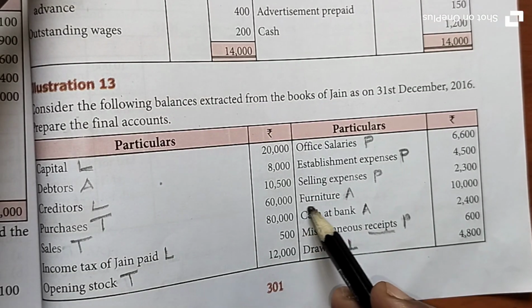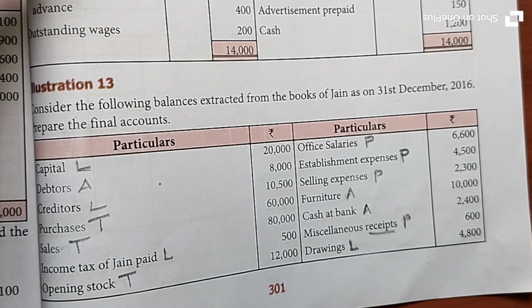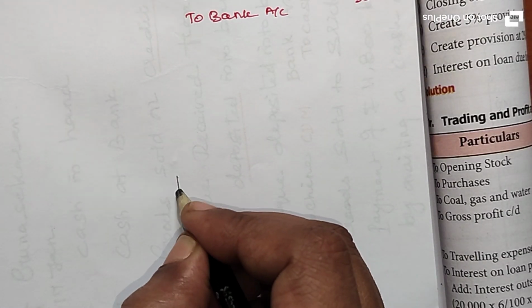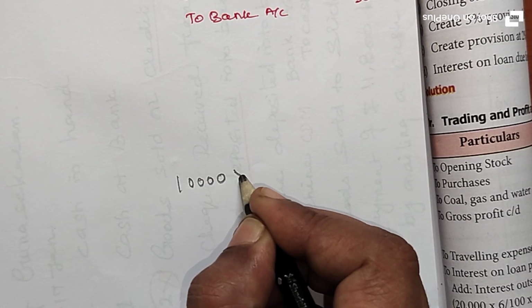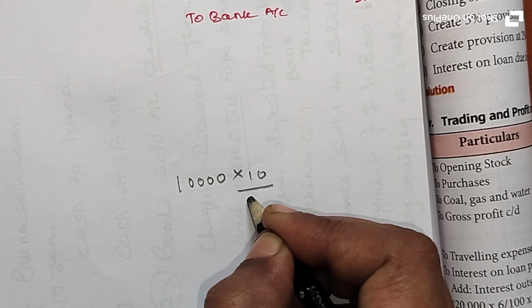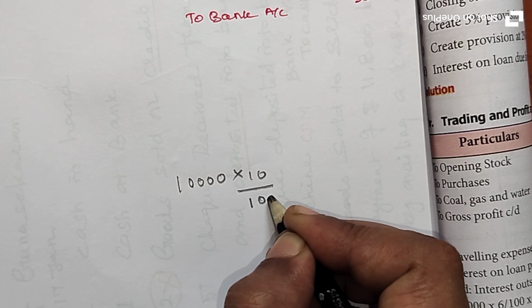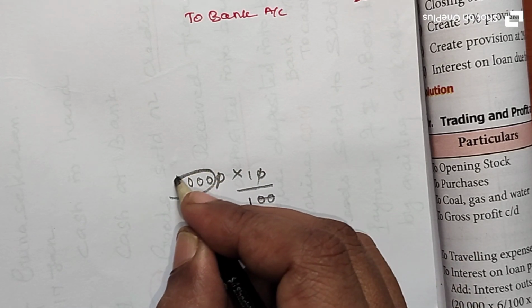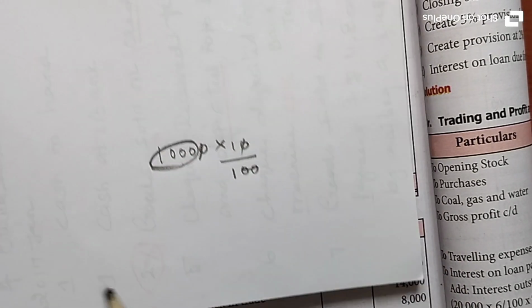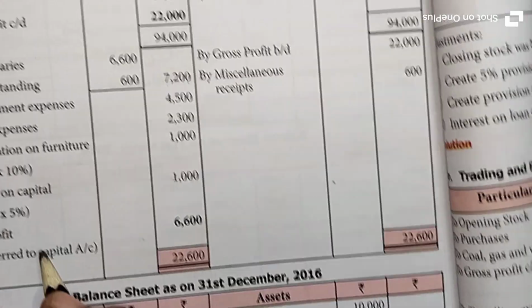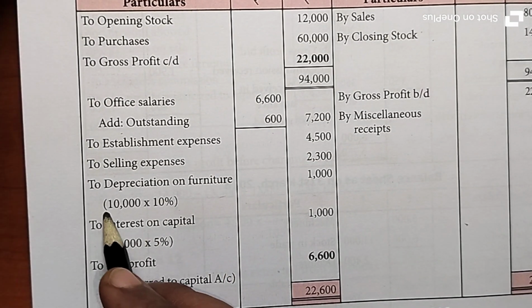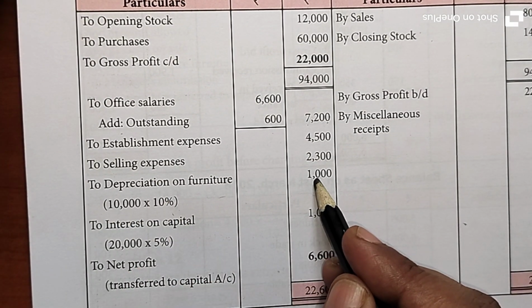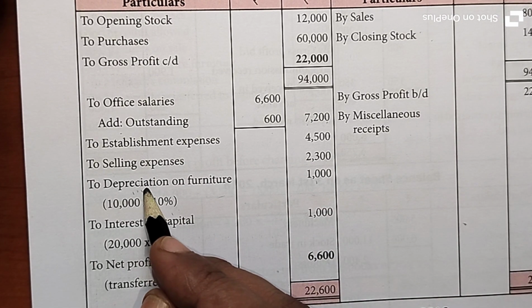Furniture is 10,000. Okay, so depreciation on furniture 10,000, depreciation 10%. 10% means 10 by 100. This 2 is cancelled. For this 20 we will get 1000 rupees. So this 1000 rupees is the depreciation. Okay, so depreciation 10% we have to enter on the debit side of the profit and loss account, as depreciation is the loss for the company.